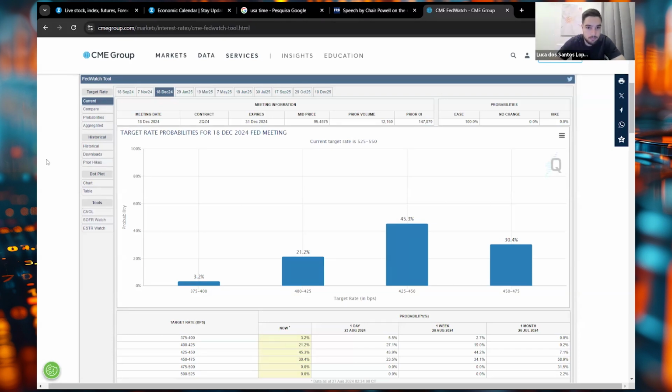Okay. So if CPI comes lower than expected for the Australian dollar, would that drag it down? Yes, it would. All right, no questions anymore.